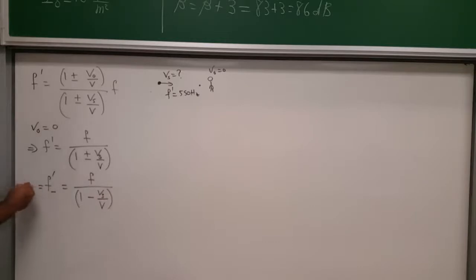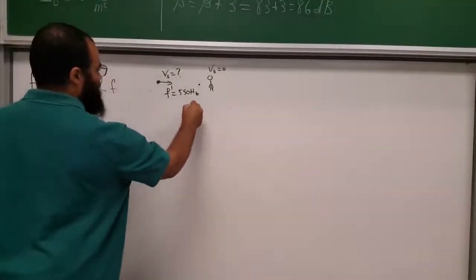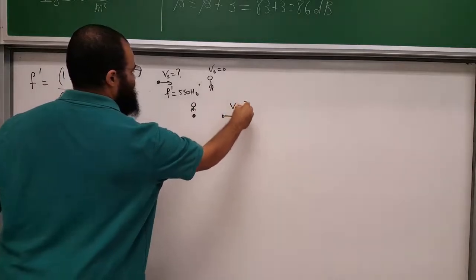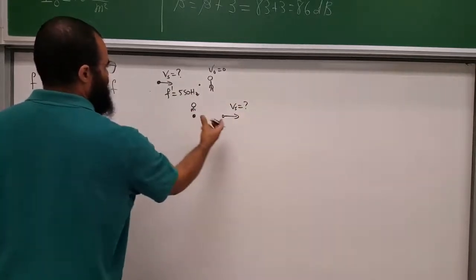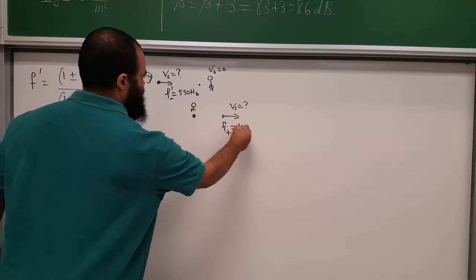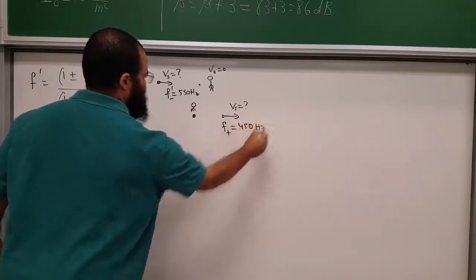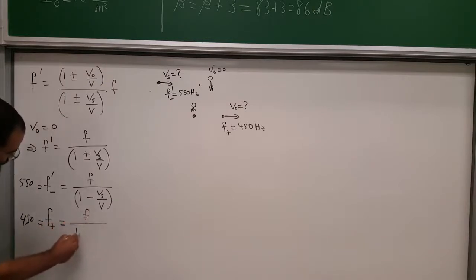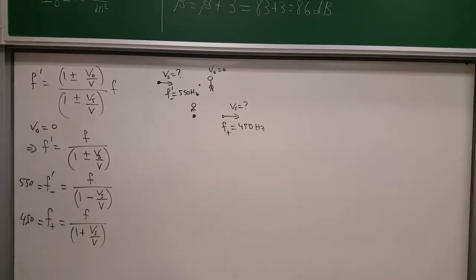And then we know this is 550, they told us. And then when it's going away from you, you're still here, and the police car has passed you. Now it's going away from you at some speed Vs. It's still the same speed. When it's approaching you, we call this one f minus, and when it's going away, I'm going to call this f plus, and it is 450 hertz. So you got 450 equals f over 1 plus Vs over V. V is 343. And the question is, find Vs.